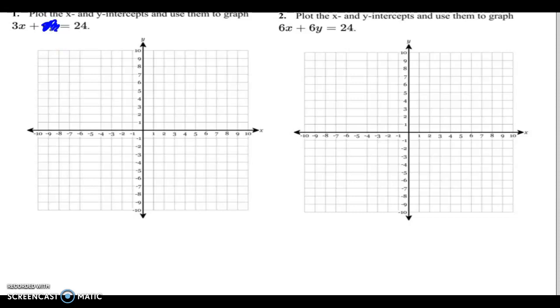So for this first one, I'm going to cover up the 6y, which means I'm plugging in 0 for y. And I'm left with 3x is equal to 24. So if I solve 3x is equal to 24, I'm going to divide by 3. 24 divided by 3 is 8. Well, I'll go to 8 on the x-axis and 0 for y. So 8, 0 is this point here. All right, and that's the x-intercept.